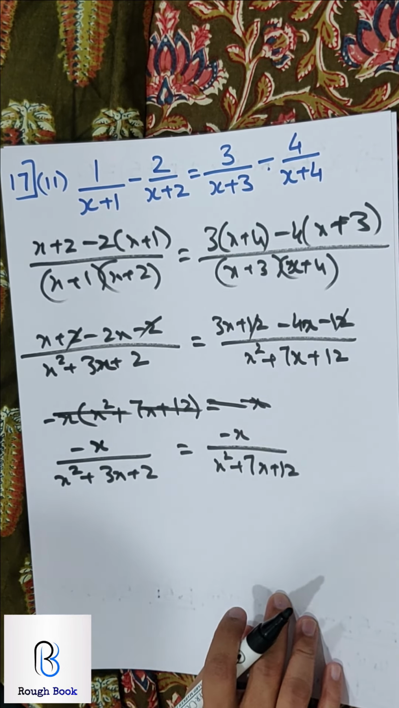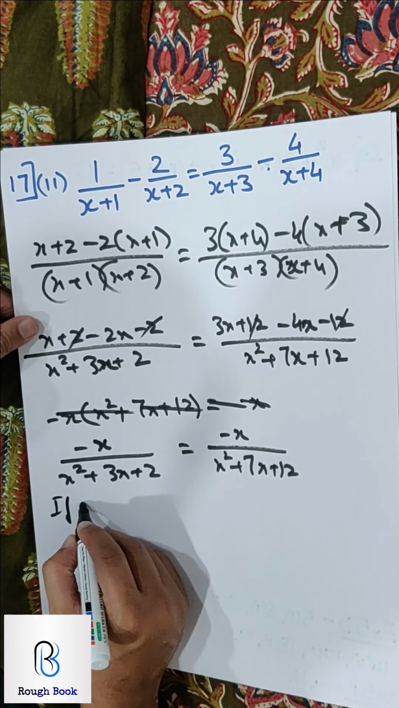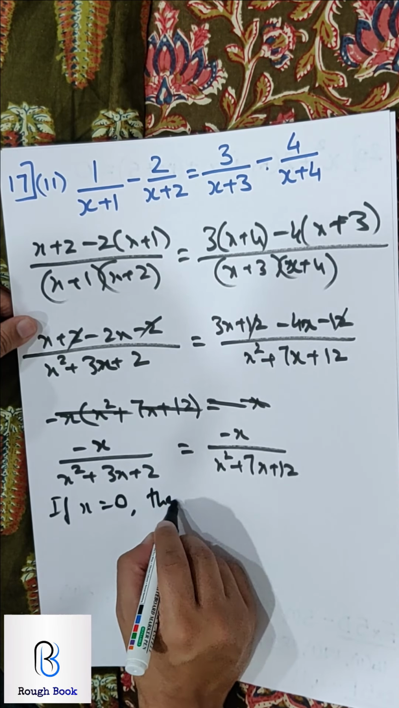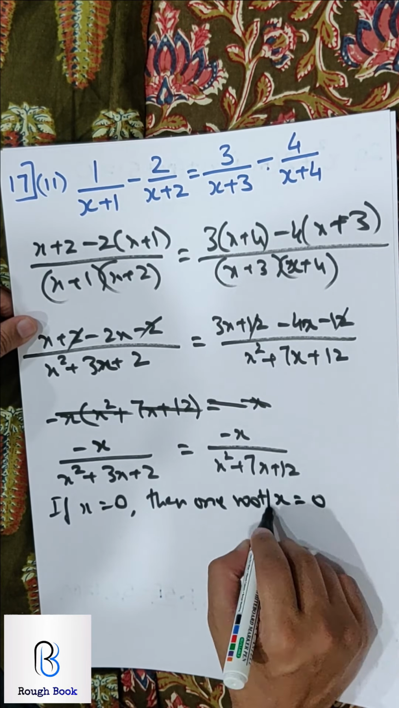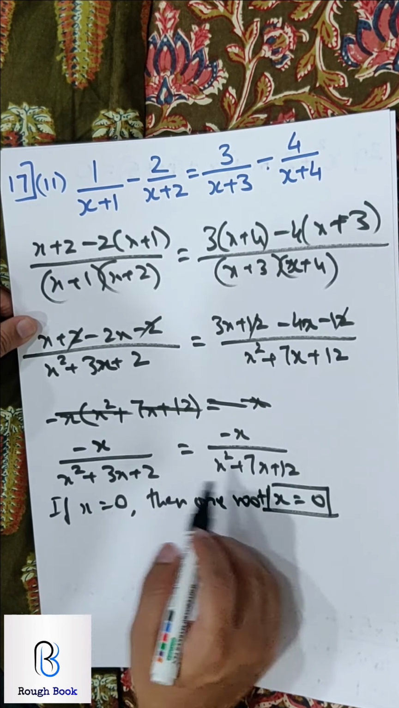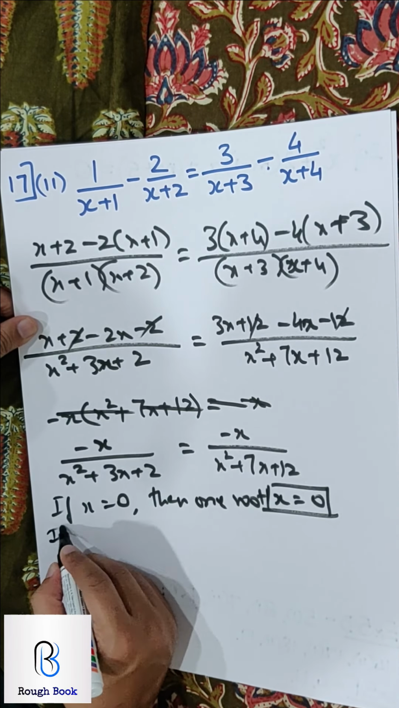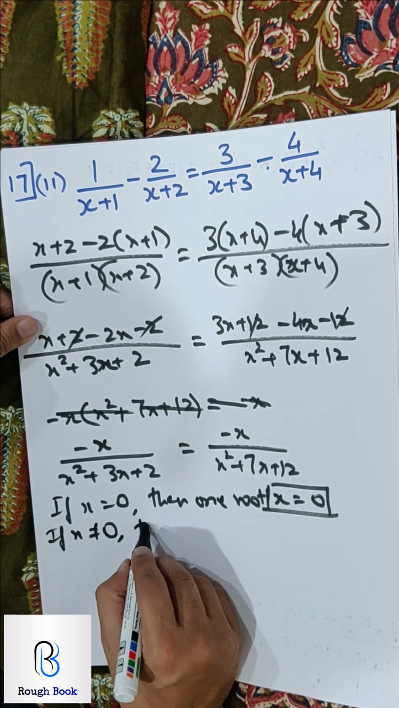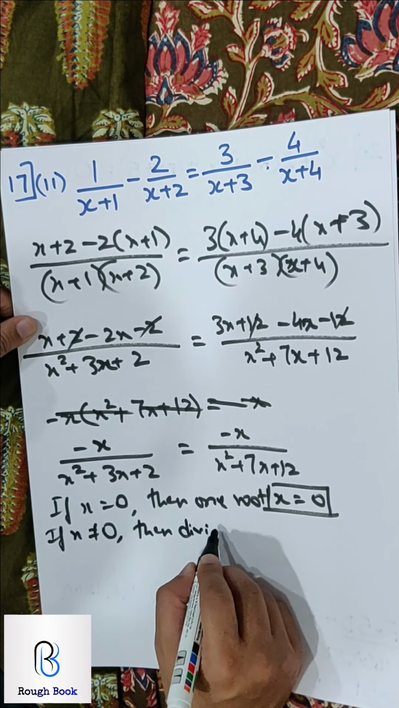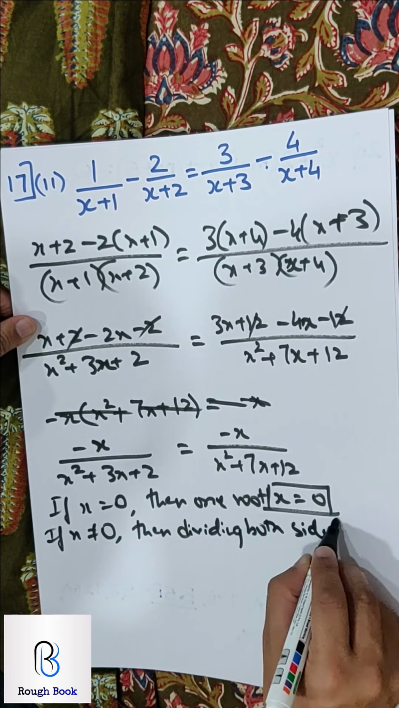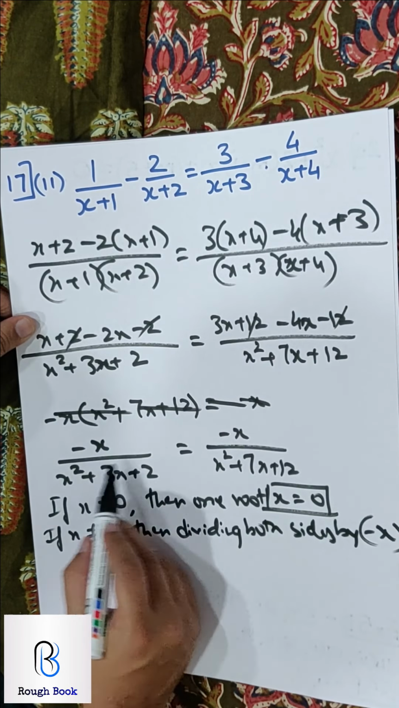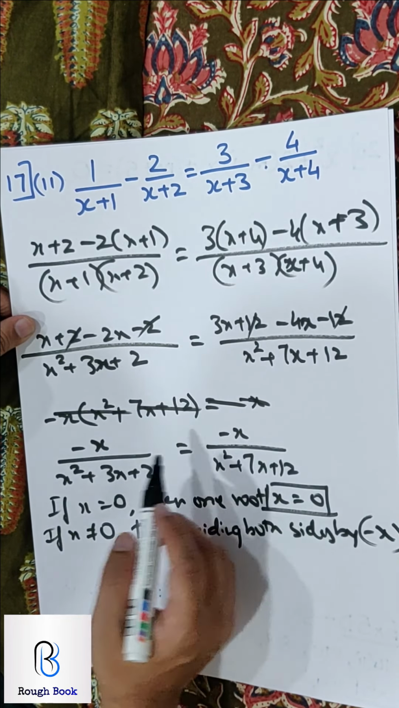So what you must do is, you consider if x is 0, then one root is x is equal to 0. If x is 0, then everything is 0. But if x is not equal to 0, then dividing both sides by minus x. So when you divide by minus x, this gets cancelled, it becomes 1.